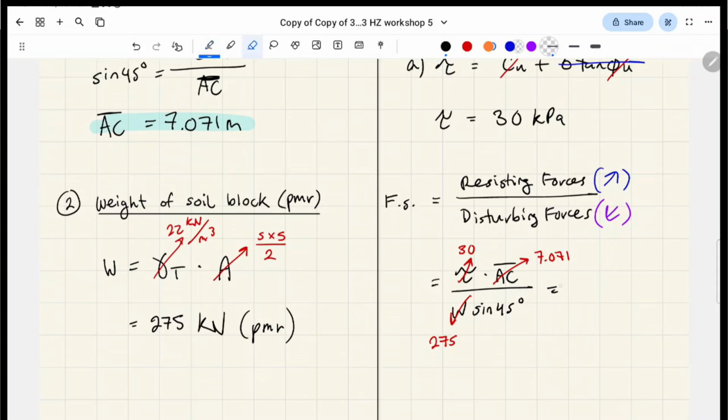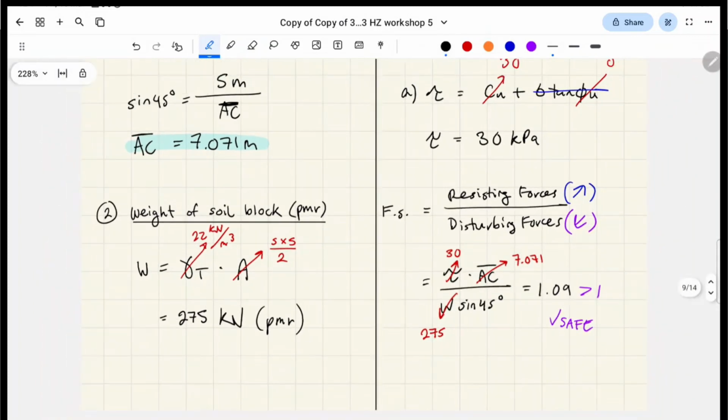Okay, so when we punch this in the calculator, we get that this is 1.09, which is greater than 1, which is safe for the purposes of this question. So again, if another question asks you to do the same thing, but the threshold is actually a factor of safety of 2, this would be unsafe. All good?